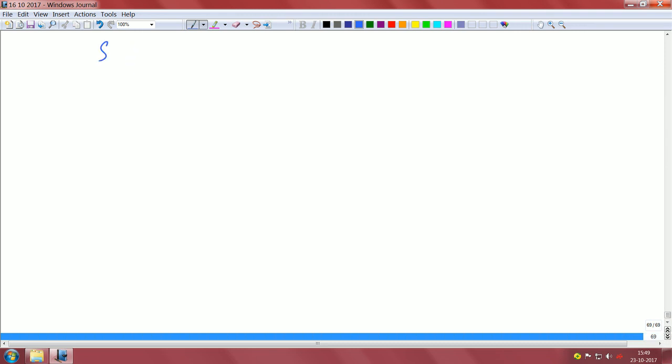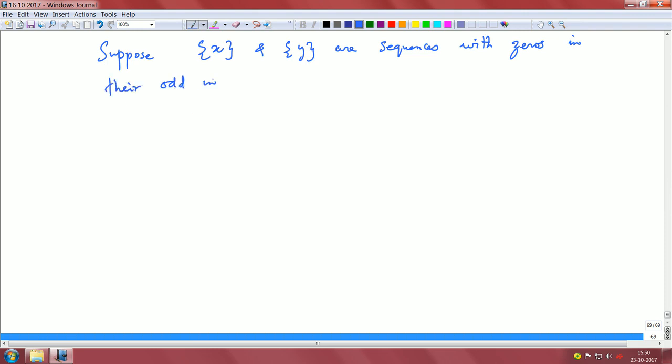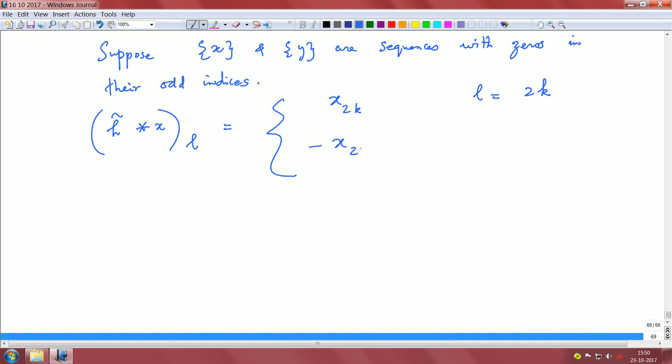Now, suppose x and y are sequences with zeros in their odd indices. Suppose they are sequences with zeros in their odd indices. Now, H tilde convolved with x is basically x2k when L equals 2k, minus x2k when L equals 2k plus 1.